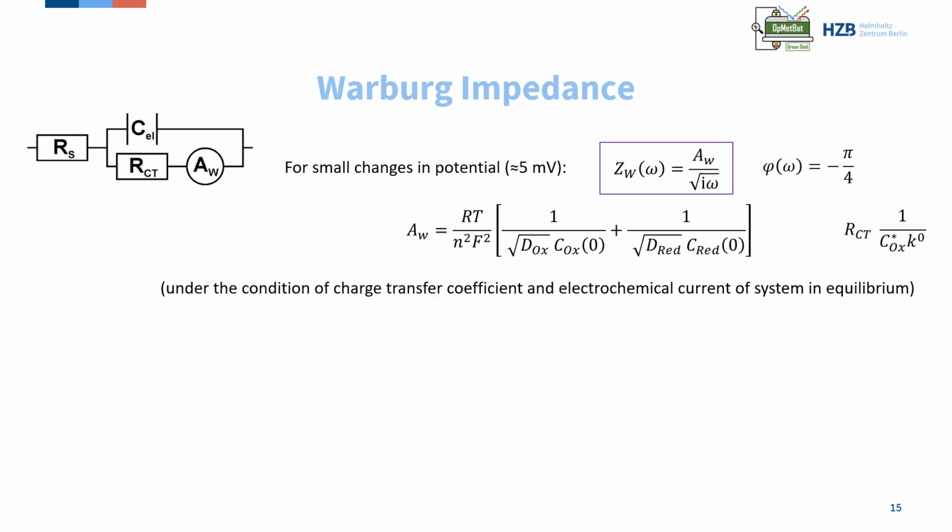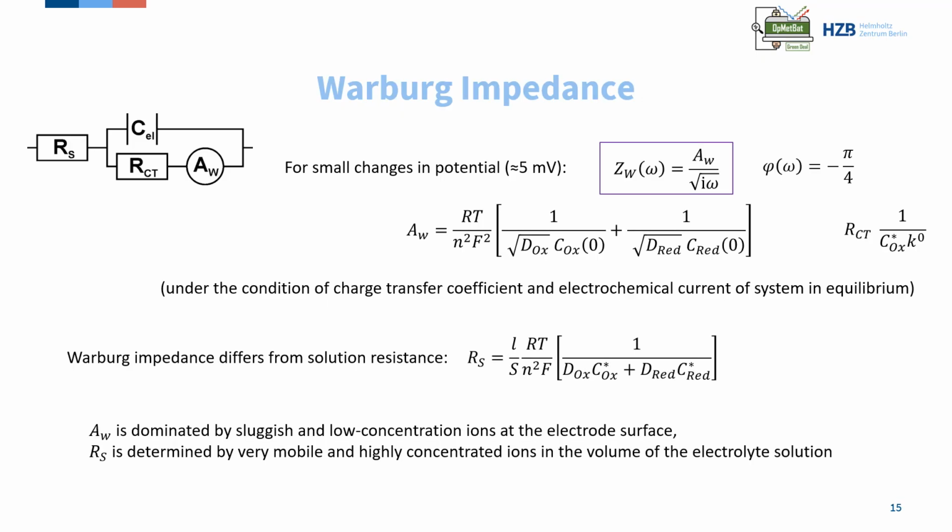The charge transfer resistance, besides, does not depend on the diffusion, but only on the concentration of the oxidation species and the kinetic term. These simplified terms can only be obtained under the condition that the charge transfer coefficient and the electrochemical current are from a system in equilibrium.